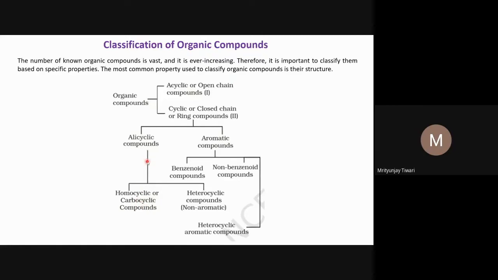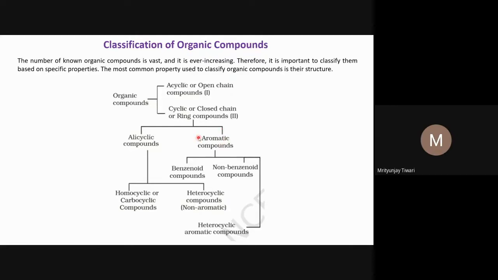As I said earlier, these carbon compounds may also contain heteroatoms, meaning atoms other than carbon and hydrogen, such as nitrogen, oxygen, sulfur, and so on. Such compounds we call heterocyclic compounds. Acyclic open chain compounds may also contain heteroatoms. You should remember that these are non-aromatic heterocyclic compounds, because heterocyclic compounds may be aromatic as well. Those aromatic compounds will be different, which we will see later.